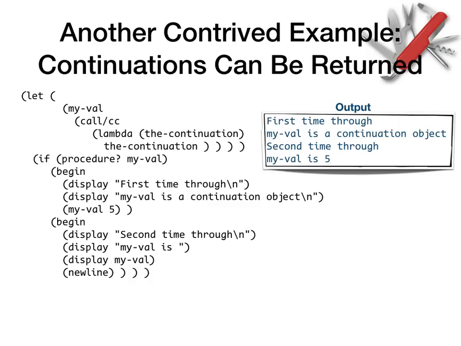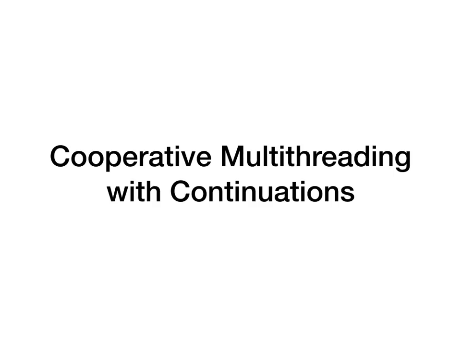So it's a very small language, and you can also write very small programs with it. It's very easy to extend. So the first thing we're going to talk about is cooperative multithreading. So what is cooperative multithreading?